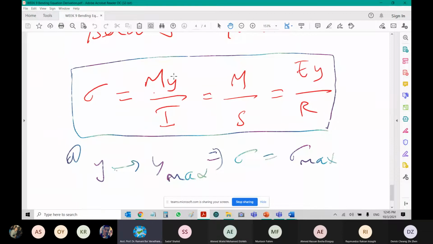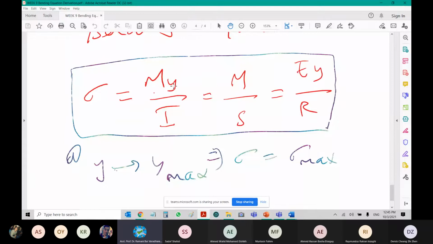I keep forgetting the moment value. Okay, hold on for a while because I have to complete this portion. I will post another video. I will post all these video links in the chat box. Please go through them. They are very useful to help you understand what bending moment and bending stress are.